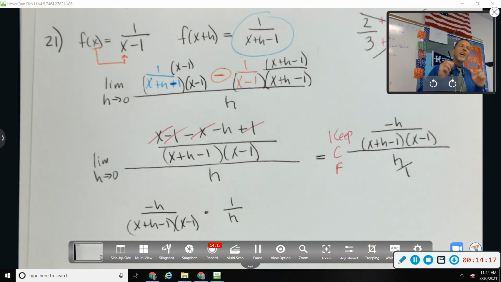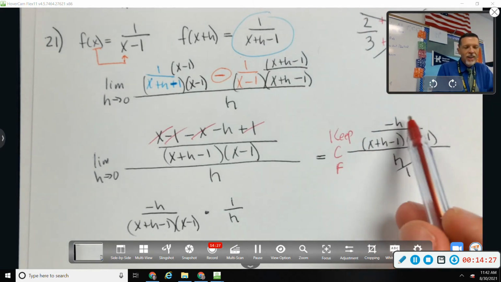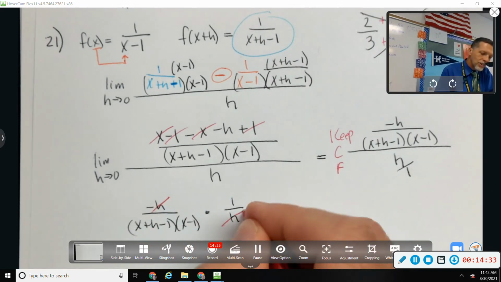Let me ask again, can I cancel the h's? Yes. Now it becomes obvious that I can cancel the h's. But I'm kind of glad you were hesitant there, because with fractions in fractions, people get messed up trying to cancel stuff when they shouldn't cancel stuff. So you're right to slow it down and see what's going on here.